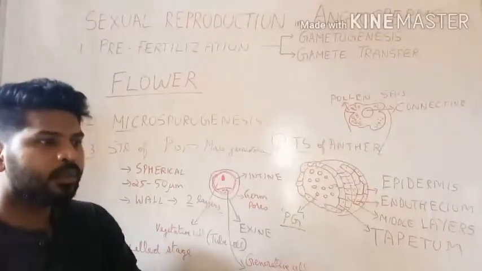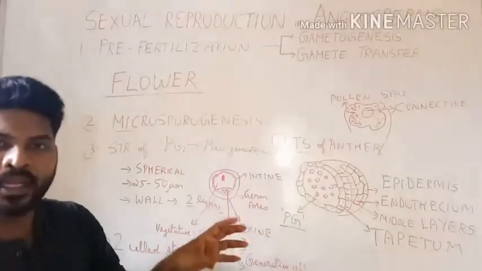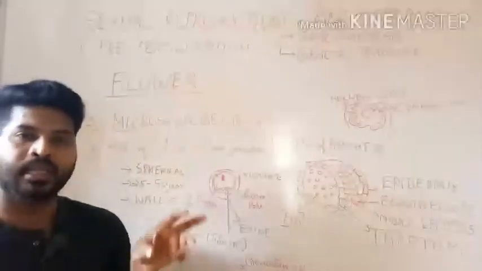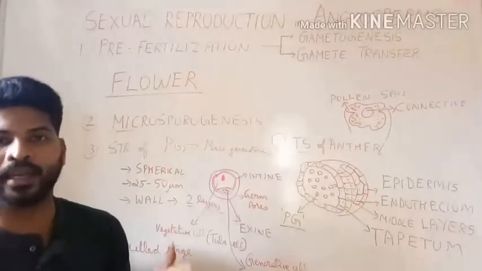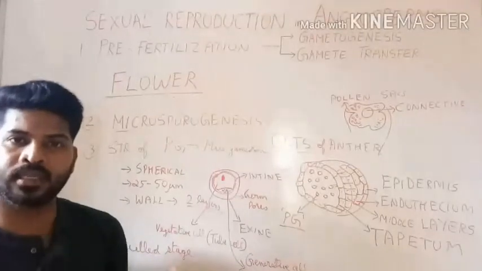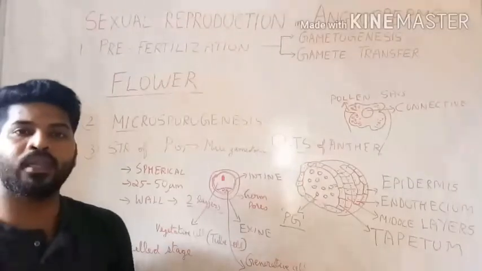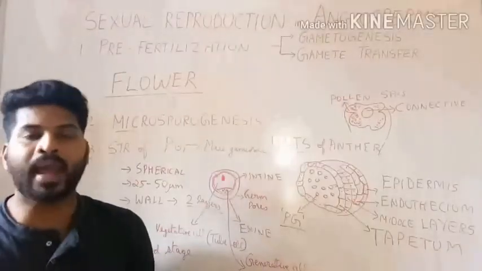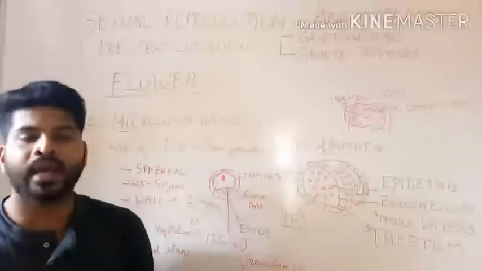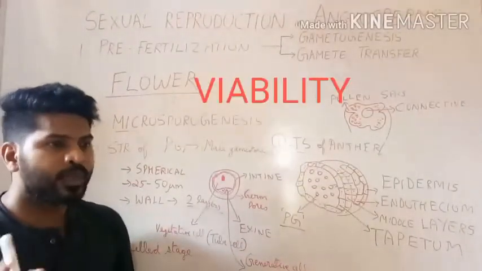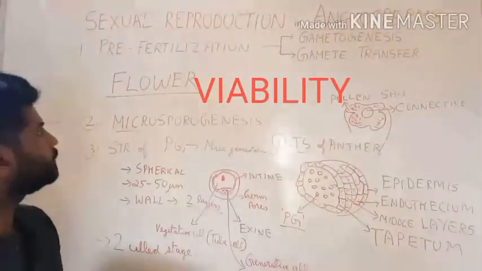Not only that, because the outermost layer sporopollenin is non-degradable, the pollen grains can be stored for a long duration of time under liquid nitrogen, at minus 196 degrees Celsius. These pollen grains can be used as pollen banks, which can be used in our artificial breeding experiments. Which leads us to the last topic here, that is pollen viability.